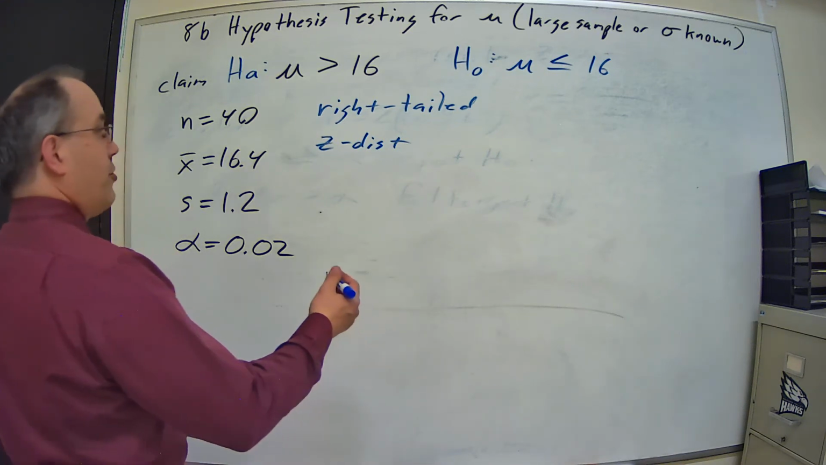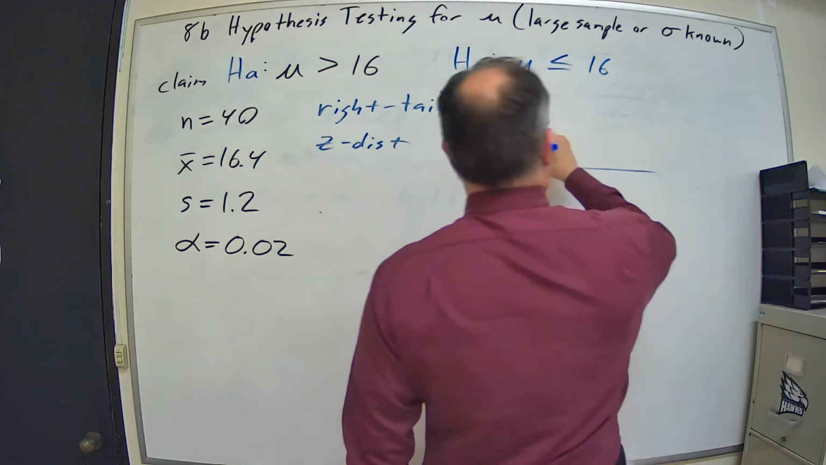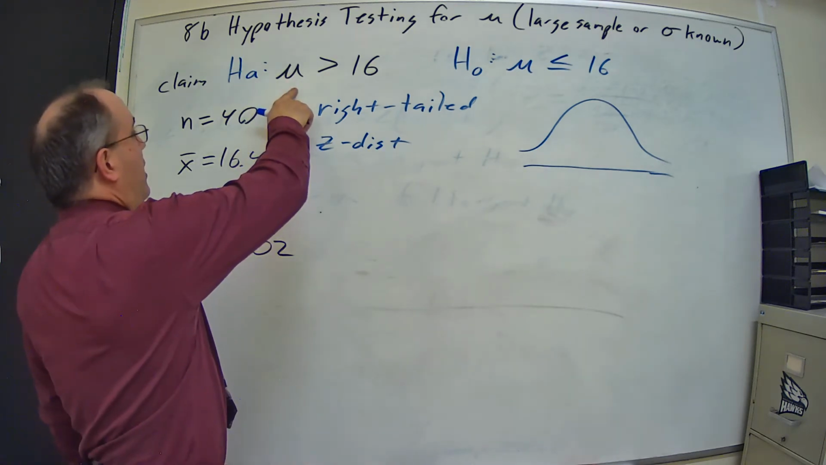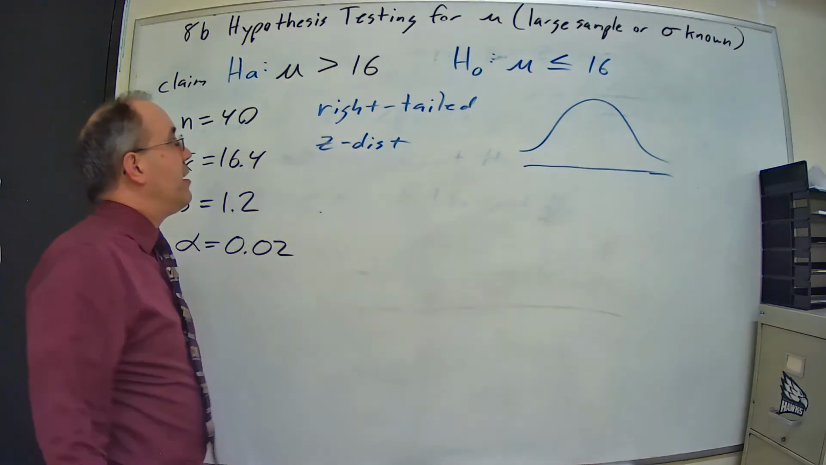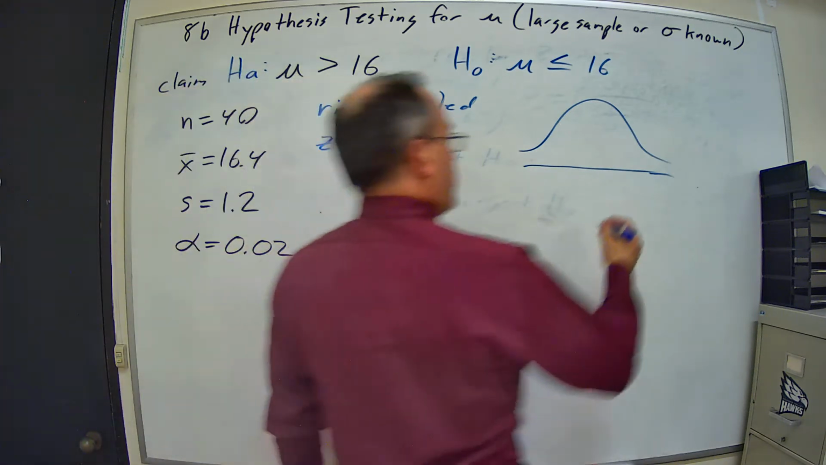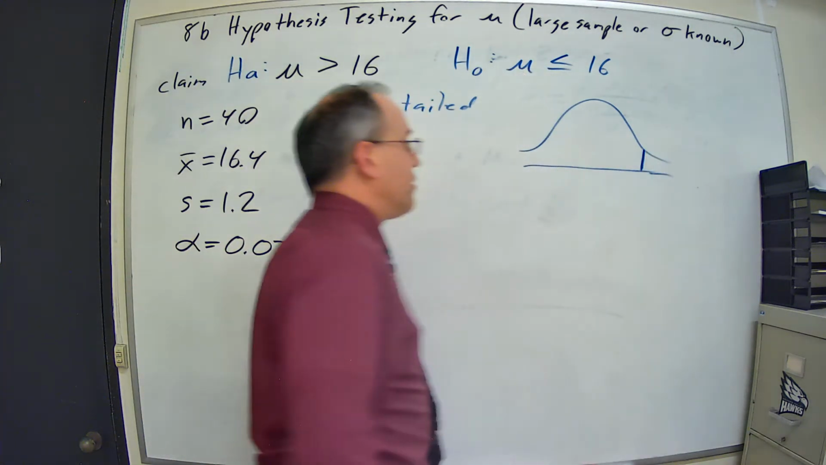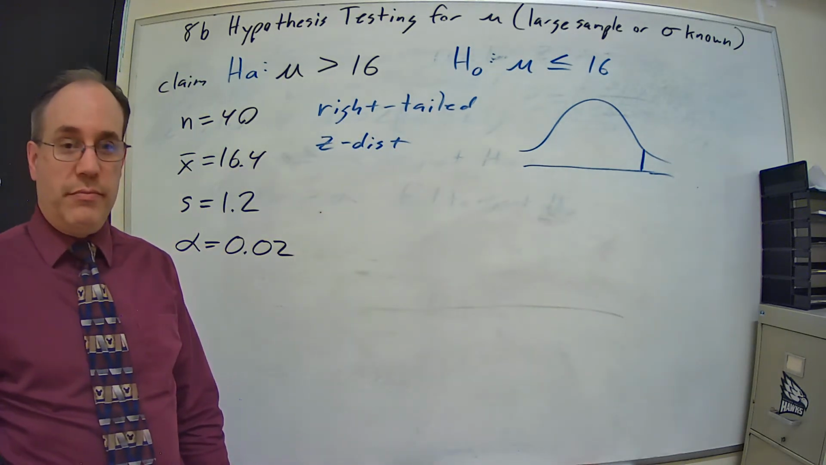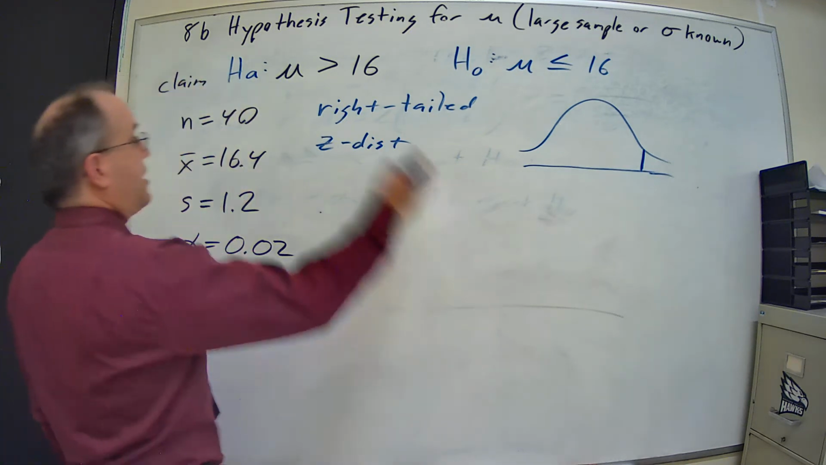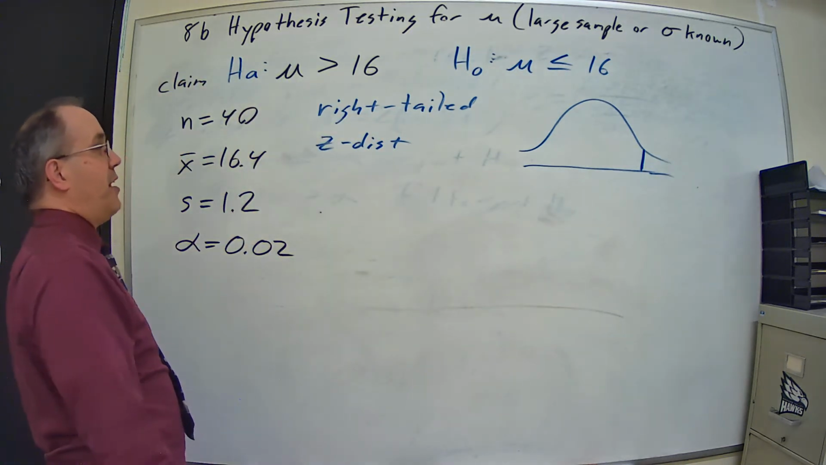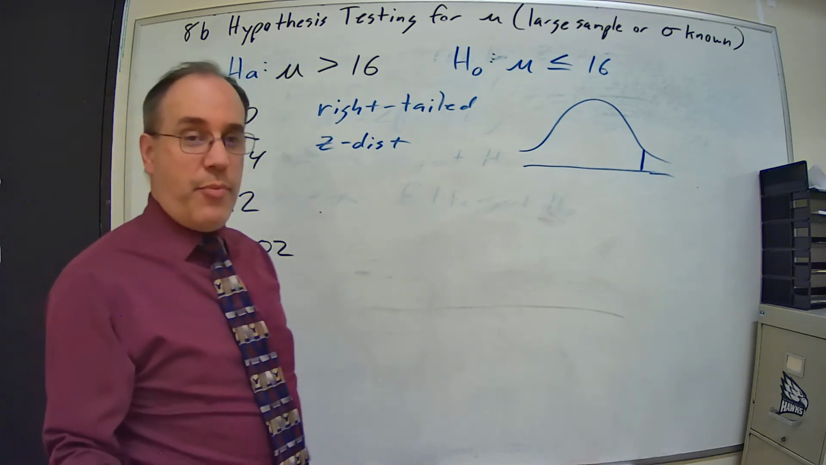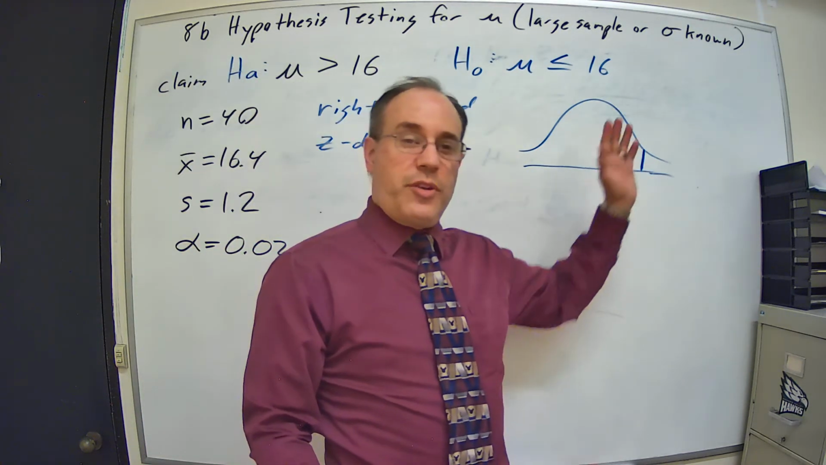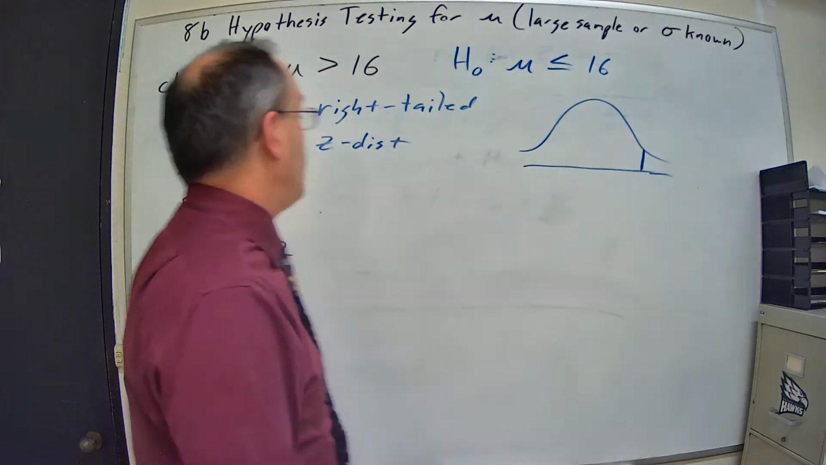So one thing I'm going to do here is give myself a little drawing. Pictures help. Our claim is that mu is greater than 16. It's a right-tailed test, so we're looking at that side. Remember the area the table shows is always the area to the left. So since it's a right-tailed test, we're going to be looking for the area to the right, so we're going to have to subtract from 1.